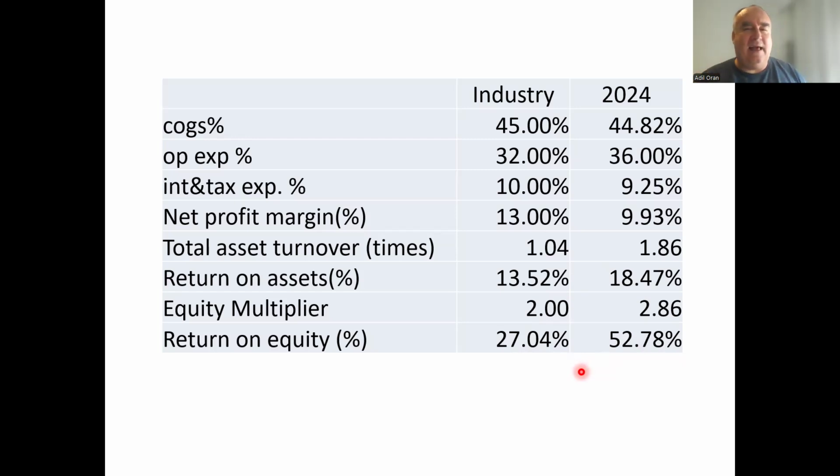Now, the explanation that I had promised. Could we come up with an explanation which together explains why our net profit margin is low? Remember, we had a high operating expense percentage. Could it explain this high operating expense percentage and the high total asset turnover at the same time?